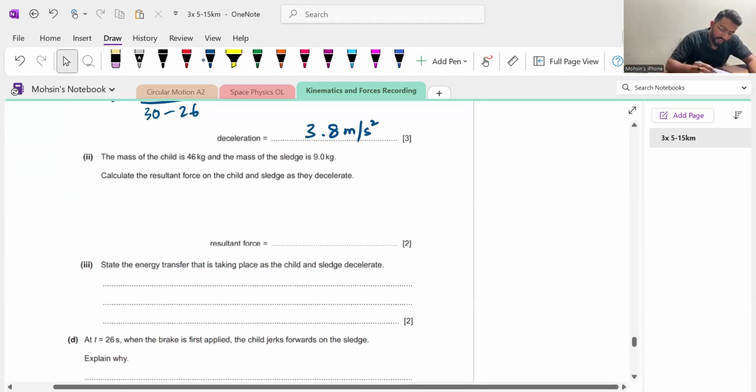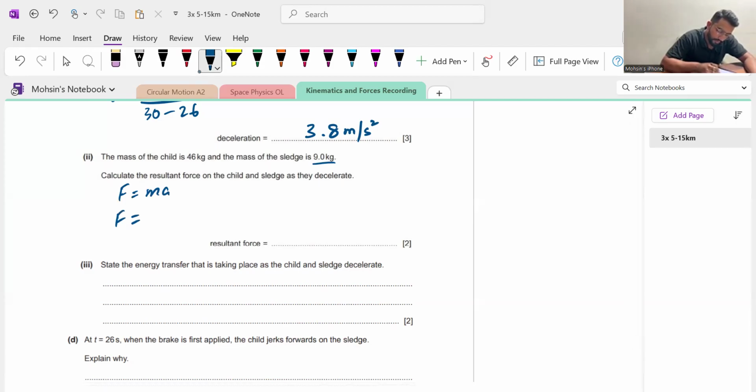The mass of the child is 46 kilograms and the mass of the sledge is 9 kilograms. Calculate the resultant force. So force is equal to mass times acceleration. Mass will be 46 plus 9, 55, and acceleration is 3.8, 209. So in two significant figures, it will be 210 Newtons.